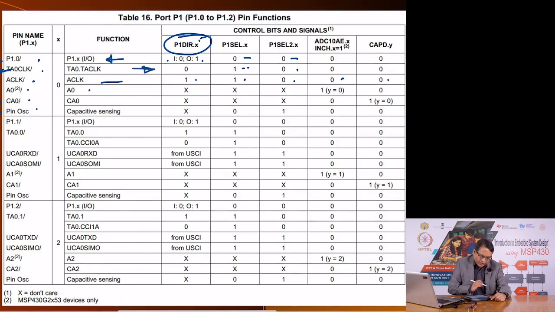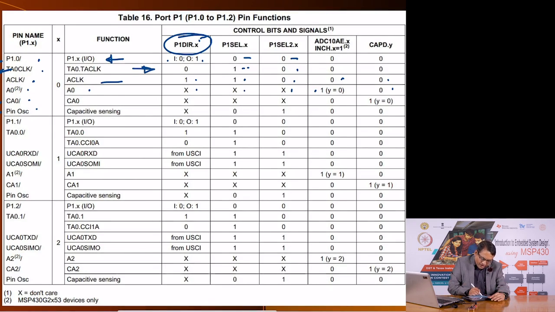If you want it to become an ADC input, then it does not matter what the direction value is, it does not matter what the select bit value, select 2 bit value is; X means do not care. You override that function by writing a bit 1 into this register ADC10AE, and since you do not want it to be the capacitive sense, you write a 0.